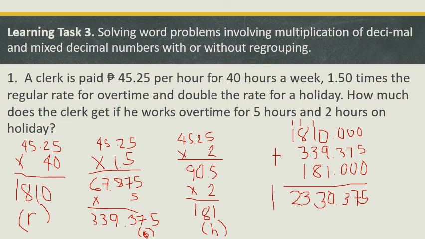So, ito po yung kanyang sasweldohin kapag siya ay nagtrabaho ng 5 hours and 2 hours in holiday. Okay? So, 2,330 and 375,000, or pag pera naman to ay 2 decimal lang. Hanggang dito lang tayo. So, i-round off natin siya sa 2 decimal places. So, kaya ang magiging answer dito ay 2,330 pesos and 38 centavos. Round up po tayo.